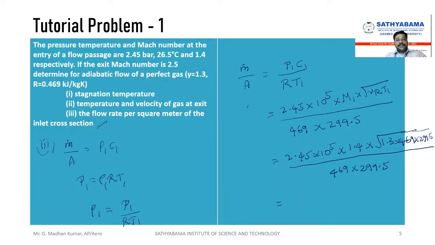Only Sebastian and Bhagirath are still answering. Great. So 1043.47, not meter per second, the unit is kilogram per meter square second, right? So this is your mass flow rate per square meter.